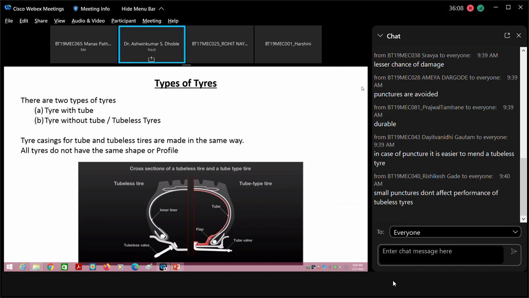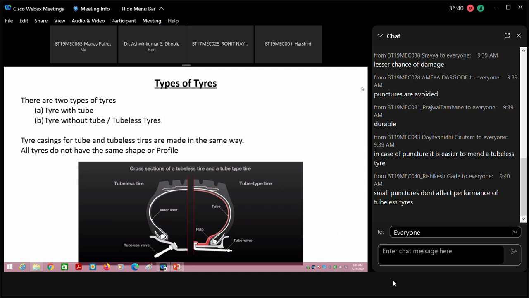Okay, suppose this is the first question. I will answer your question, don't worry. Now, from another aspect of it, can you fit, please listen to this question carefully, can you fit the tire with tube on the wheel rim which is made for tire without tube? Have you got the question?